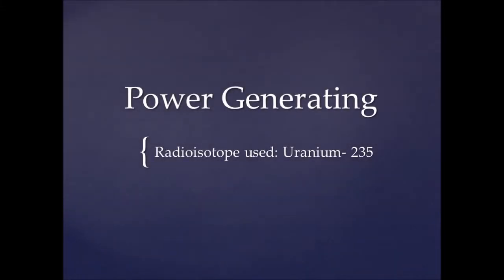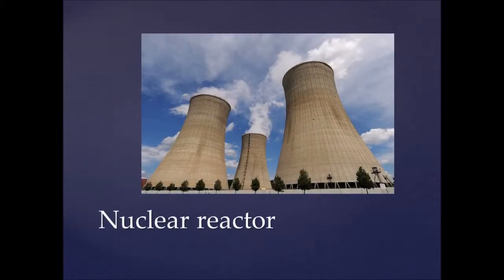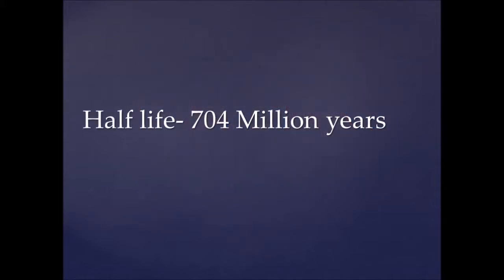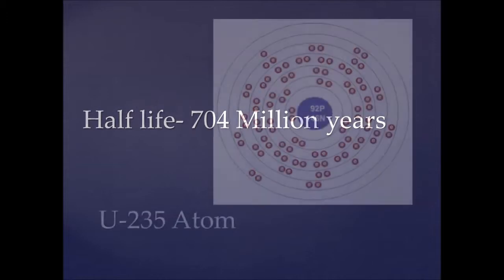Uranium-235 is used for generating power through the nuclear reactor. The half-life of uranium is about 704 million years, approximately the age of Earth itself, thus being rarely radioactive. However, all uranium isotopes are radioactive. Uranium-235 is the main uranium isotope used for generating power.